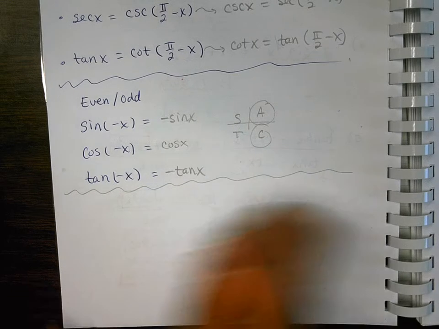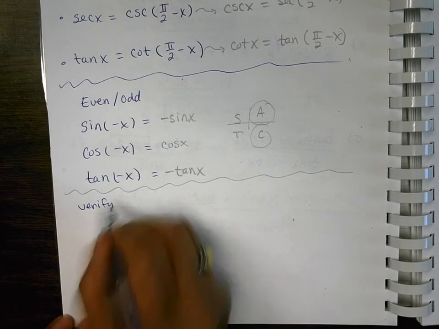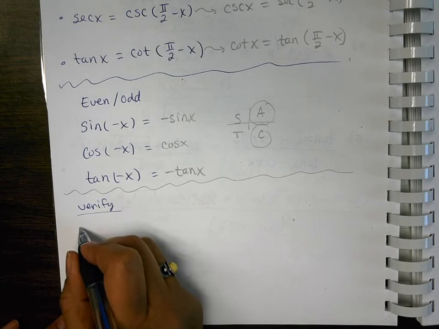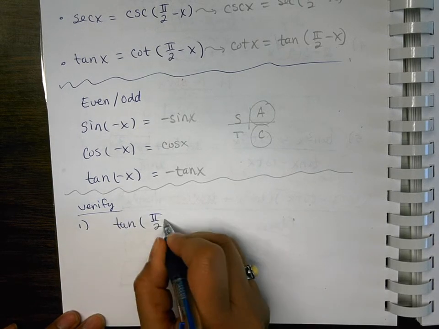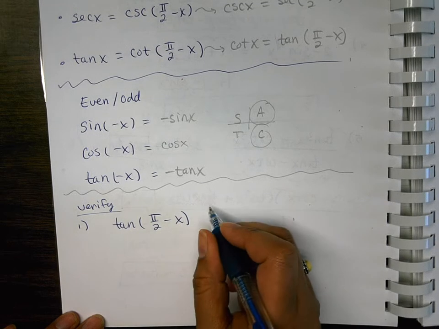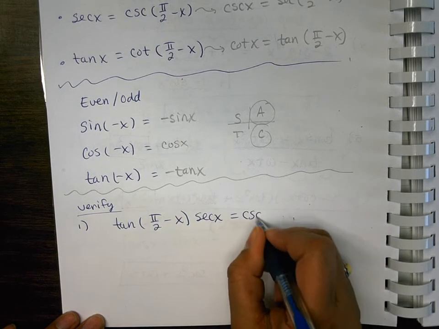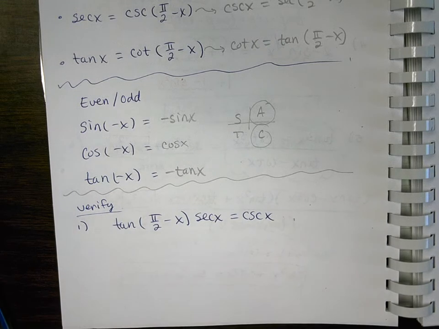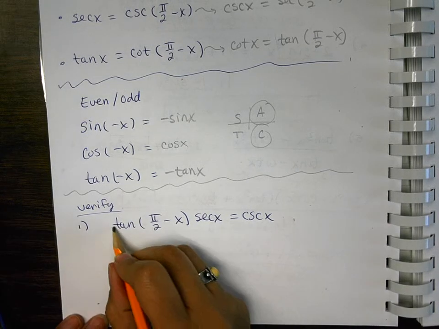All right, verify. Verify is prove. You pick a side and you work. Number 1, tan of pi over 2 minus x times secant x equals cosecant x. Okay. Pick a side. Left. Left. That's a good choice.